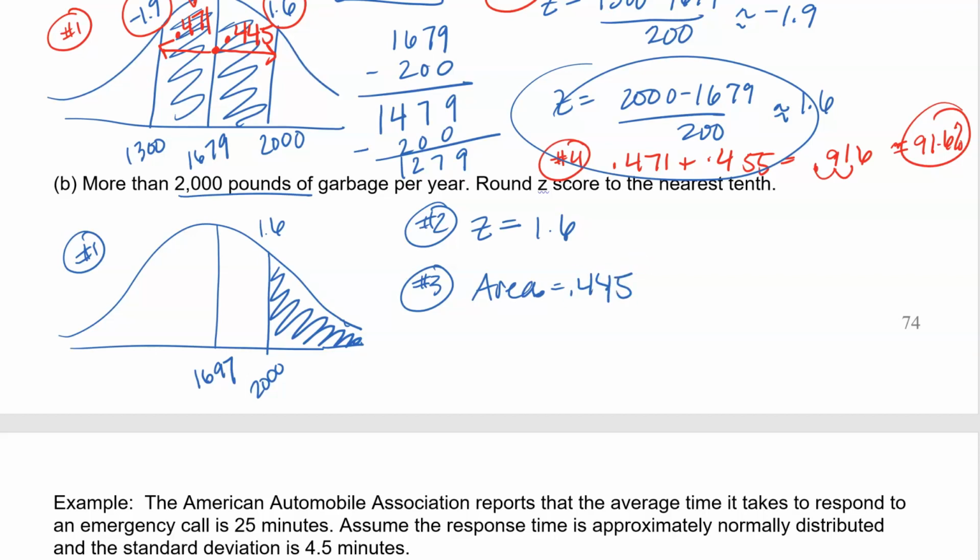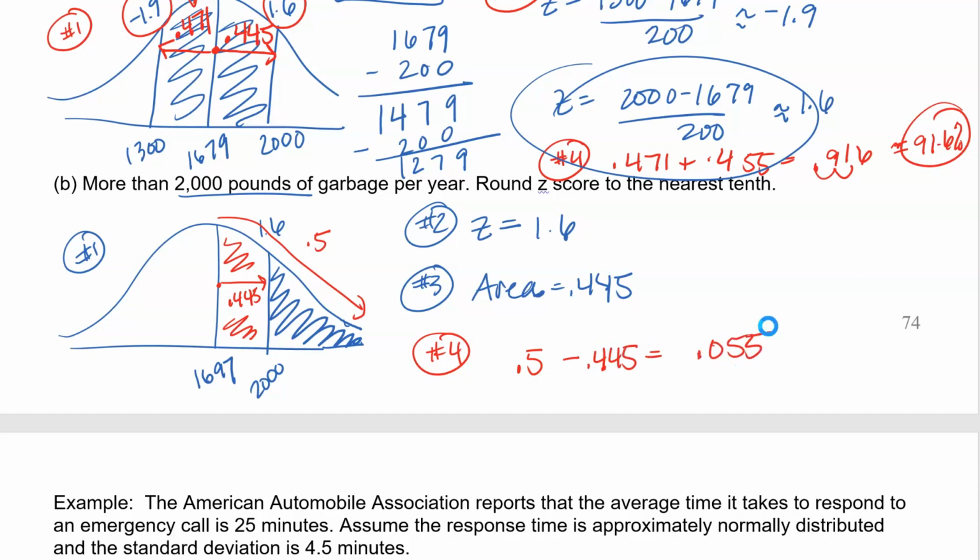Get a different color here. That's the area starting at 0 going to that z-score. So 0.445 is all of this. Okay, but I want that blue area. So I know that the entire right-hand side of the curve is 0.5. So step 4 is just going to be to take 0.5 and subtract 0.445, and I get 0.055. Okay, and then if I want a percentage, I can move the decimal 2 spots to the right, and I get 5.5%. So 5.5% of people produce more than 2,000 pounds of garbage per year.